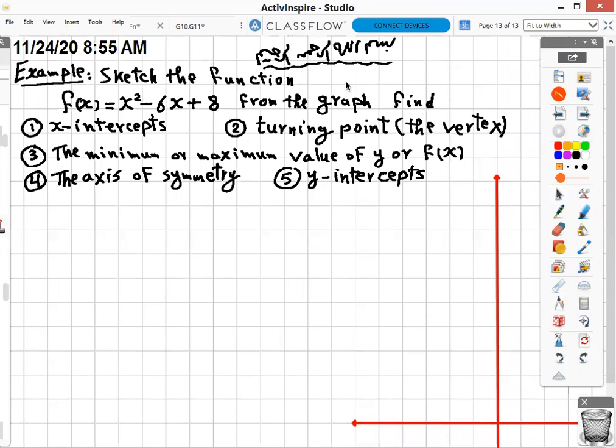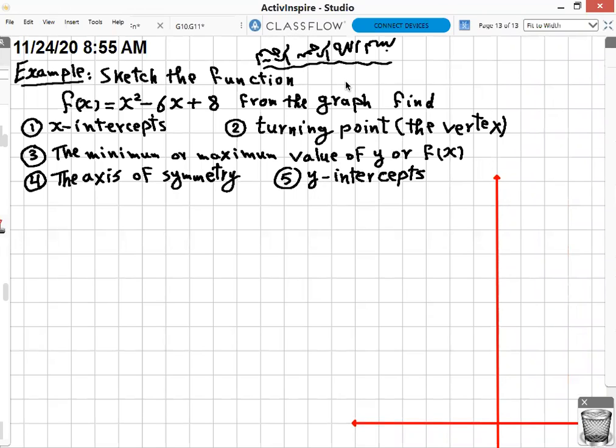We will take one example about sketching a quadratic function, and we want to find some requirements. Start to graph f of x equals x squared minus 6x plus 8. And from the graph, you must find x-intercepts, turning points. This is a vertex, the minimum or maximum value of y, or f of x. And required number 4, the axis of symmetry. And last, required y-intercepts.